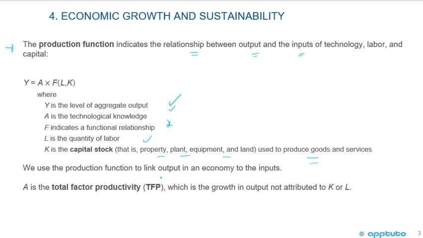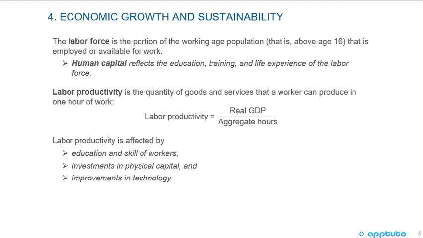We use the production function to link output in an economy to the inputs. A is the total factor productivity, which is the growth in output not attributable to K or L. The labor force is the portion of the working age population, that is above age 16, that is employed or available for work. Okay, that's important to note, that the labor force is also available for work, not necessarily employed. Human capital reflects the education, training, and life experience of the labor force.